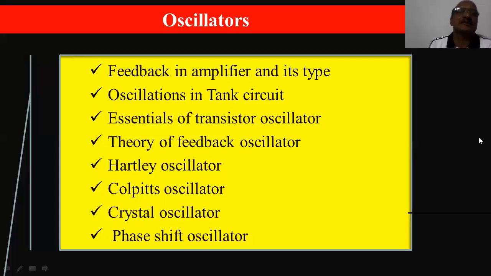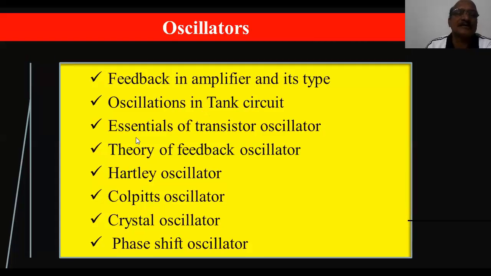Today we consider another topic, that is oscillators. In this topic, we have to study what is feedback in amplifier and its types, how electrical oscillations are produced by using a tank circuit, then what are the essential conditions for a transistor oscillator. Then we see the theory of feedback oscillators. Then some of the practically used oscillator circuits like Hartley oscillator, Colpitt's oscillator, crystal oscillator, and phase shift oscillator.